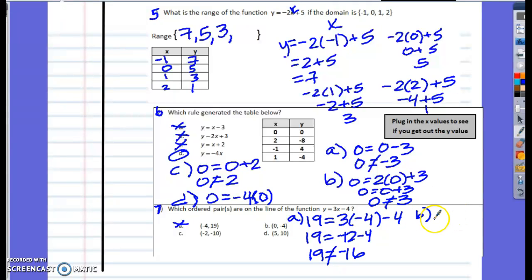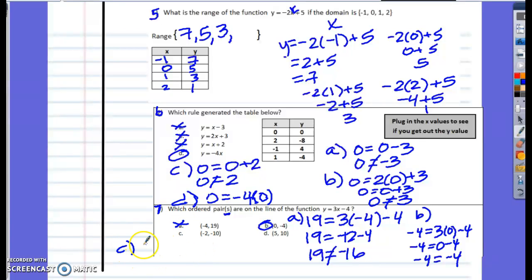So we have negative 4 for y, equals 3 times 0 minus 4. And both sides are equal, so that would be correct. Because it has this S right here, let's be sure that none of the others work too.